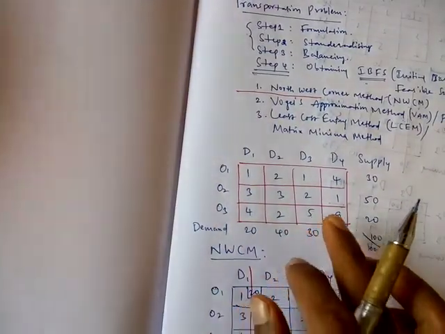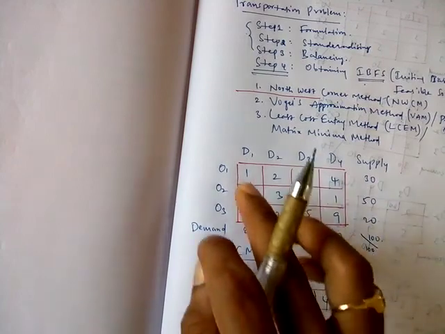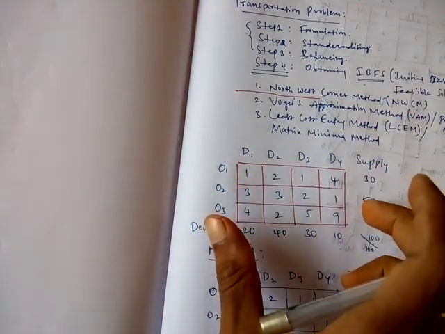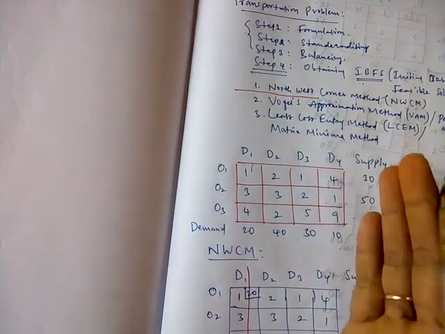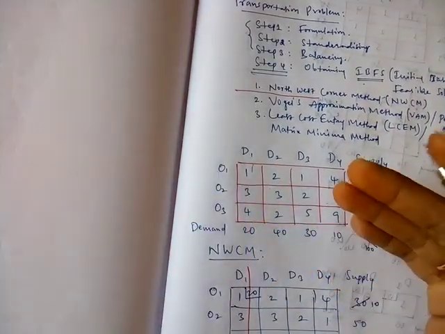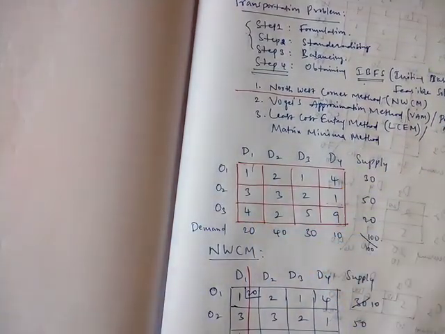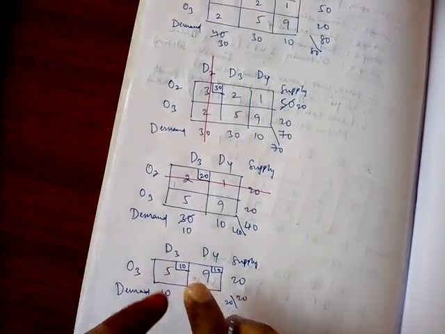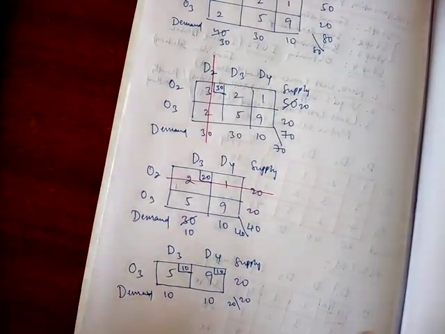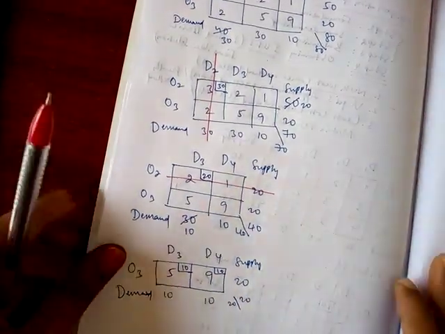Only thing, we have this formulated, standardized, balanced table. So we have to identify the northwest corner and allocate the products and do the same process until every cell is vanished. Now let us write the summary of this.